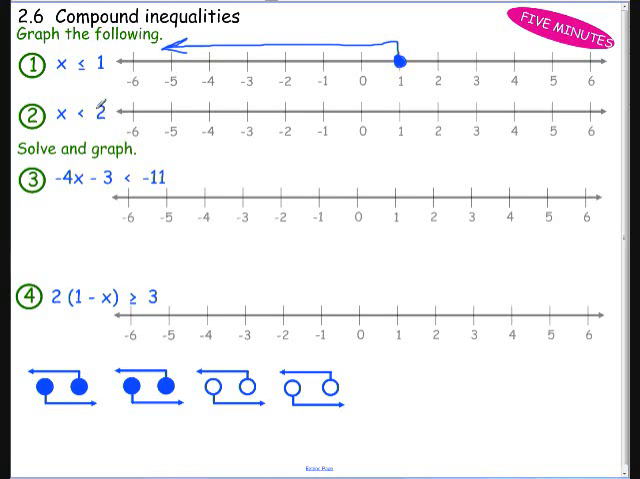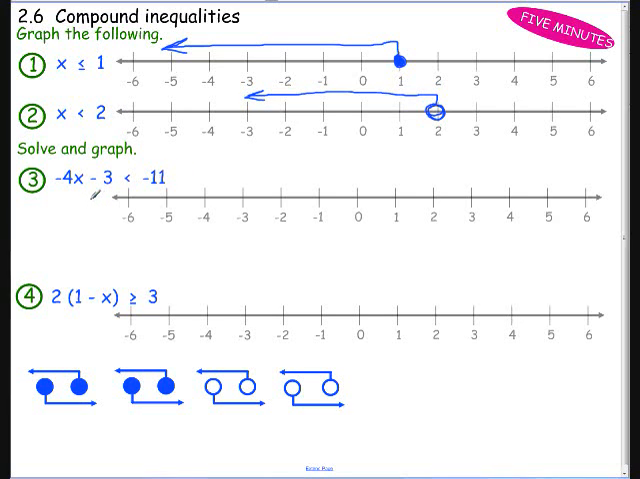X is less than 2. So my boundary, let me grab one of these. My boundary is at 2. It does not equal 2, so I'm going to leave this an open circle, and it's less than 2. So we're all x's in this direction on to negative infinity.